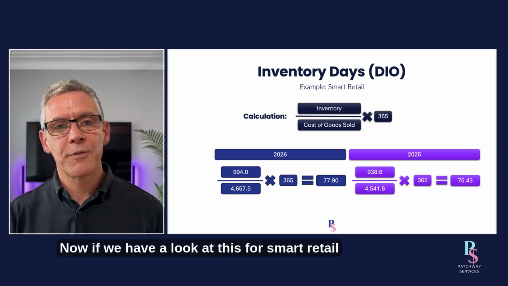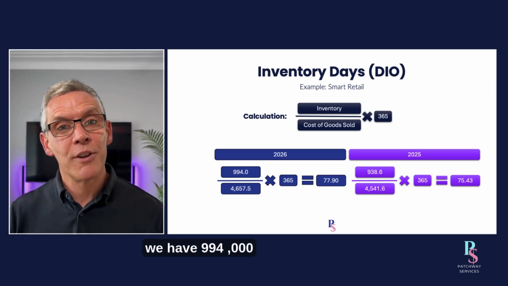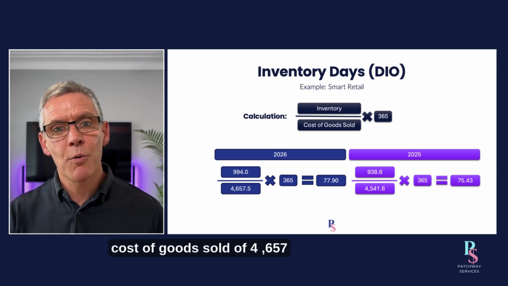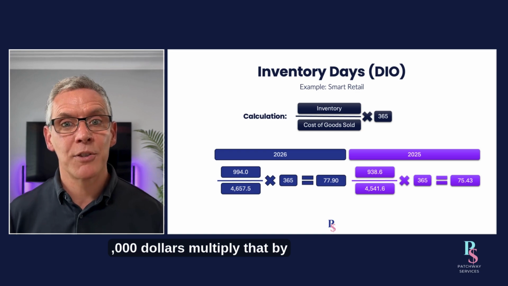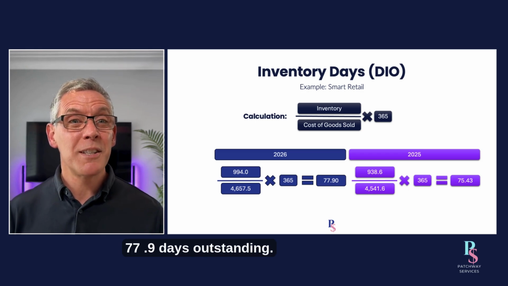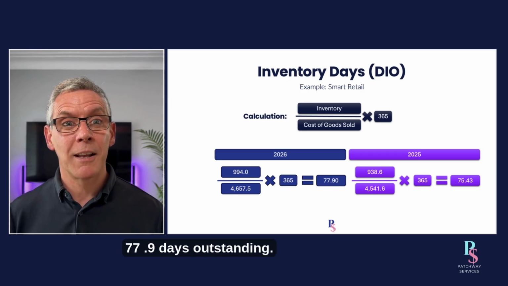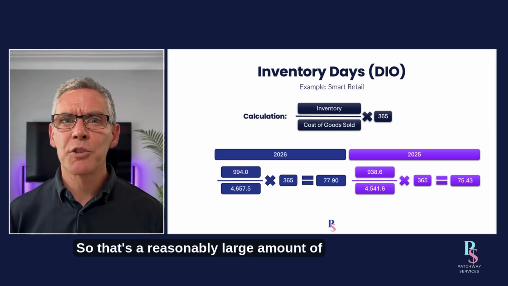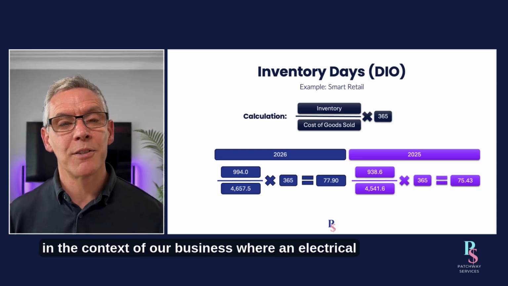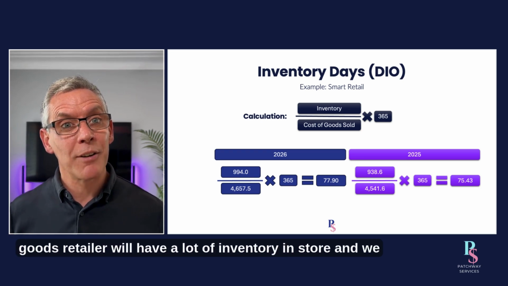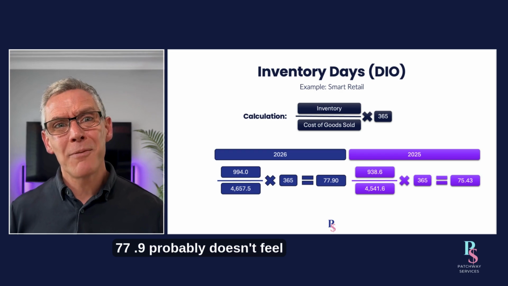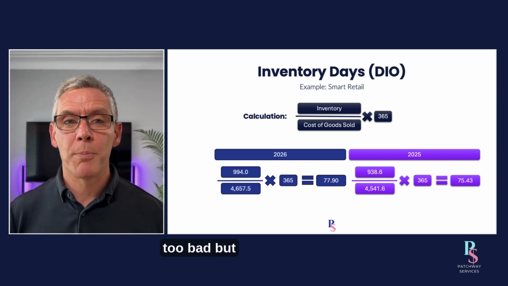Now, if we have a look at this for Smart Retail, we have $994,000 divided by my cost of goods sold of $4,657,000. Multiply that by 365 days, gives us 77.9 days outstanding. So that's a reasonably large amount of inventory that will be there. But again, we've got to understand that in the context of our business, where an electrical goods retailer will have a lot of inventory in store and we want to try to turn that. And so therefore, 77.9 probably doesn't feel too bad.